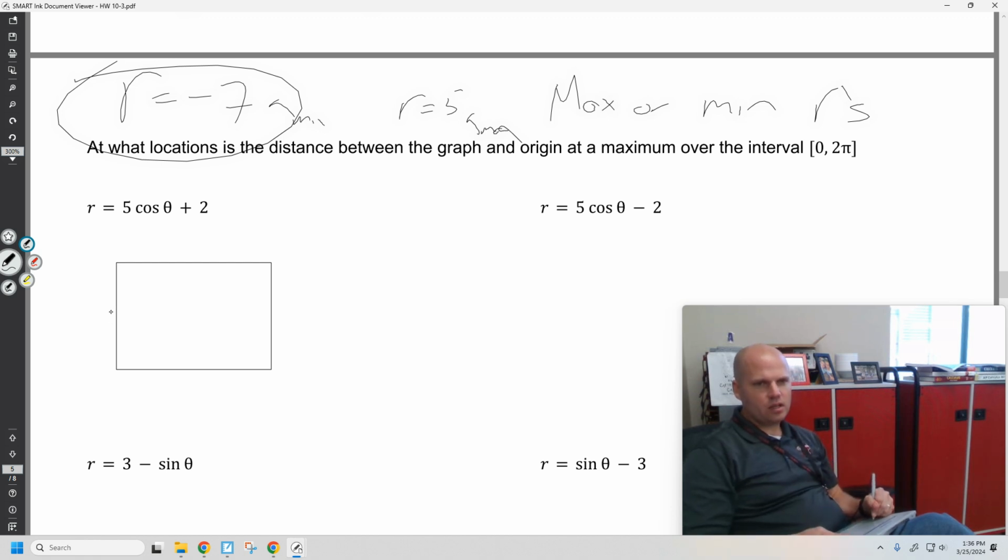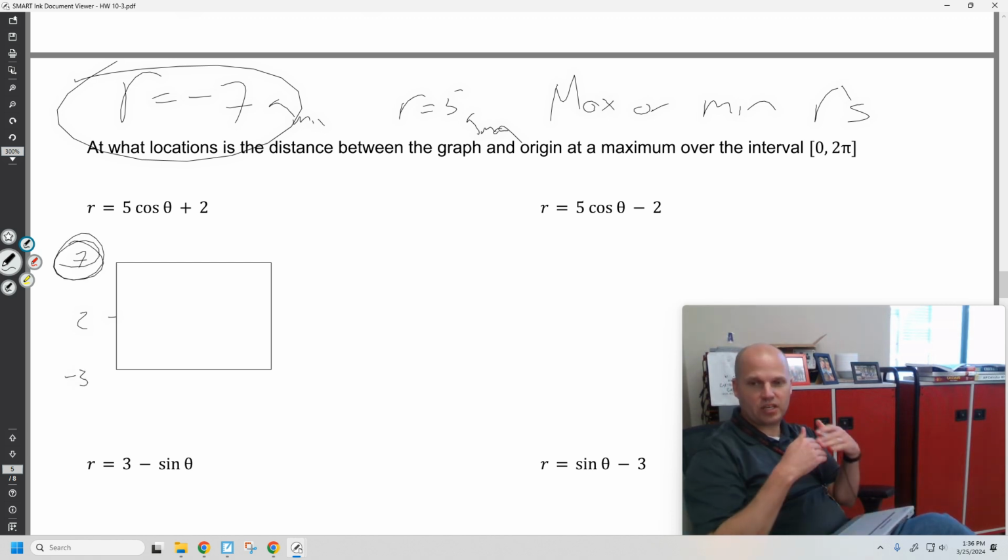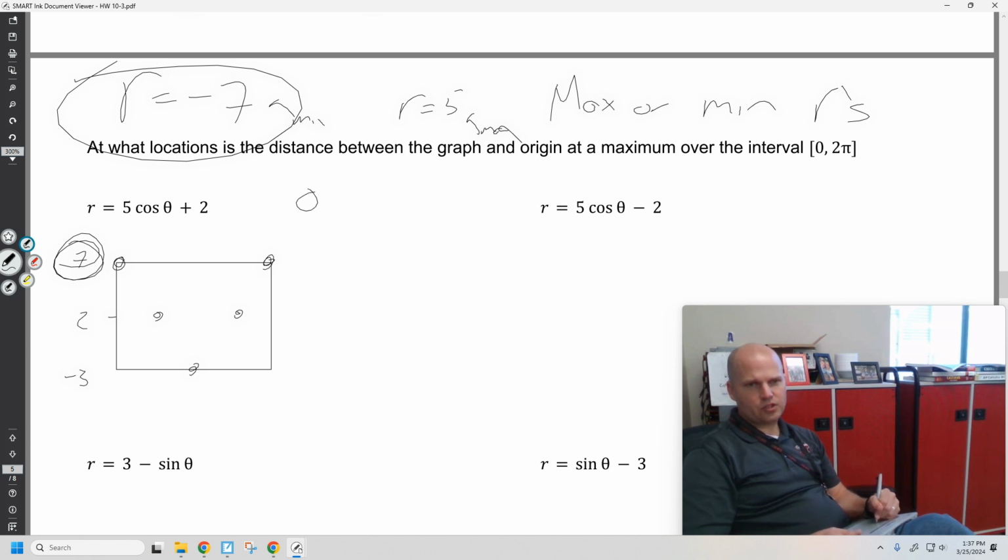Again, quickly, you will be able to know that I'm going to go up to 7 as a positive and down to -3 as a negative. This would be the location of the max. We know this is 0, pi over 2, pi, 3 pi over 2, 2 pi. 0 and 2 pi are my angles where I'd have the max.